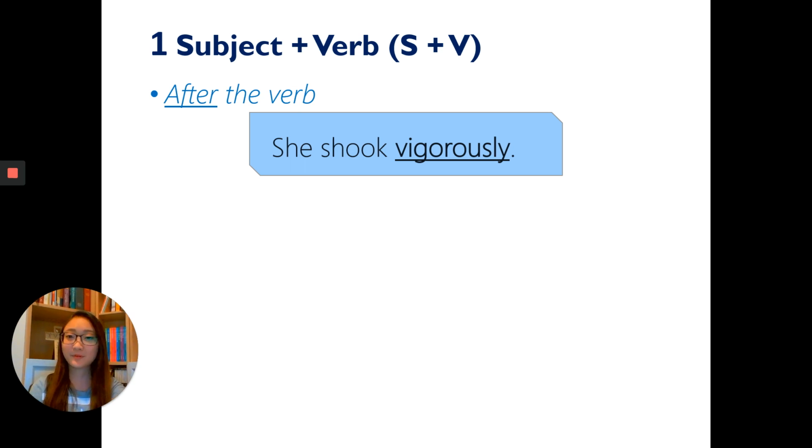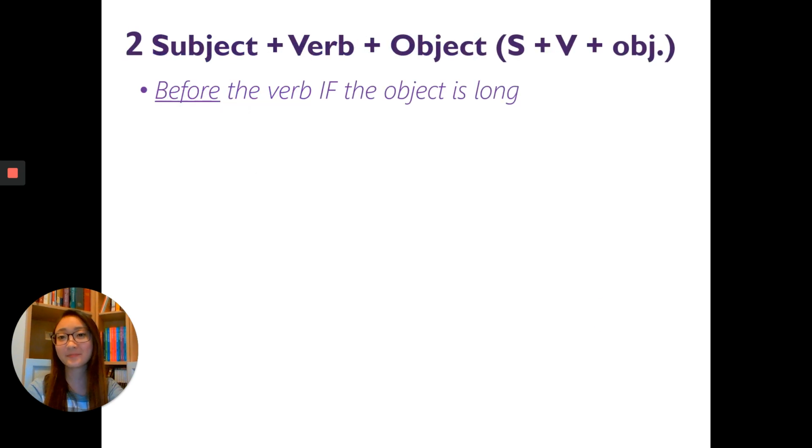Here's an example. We have a subject, the person or thing that is doing the action, and then the verb, the action. We will place the adverb after that, after the action, after the verb. He shook vigorously. See, the adverb is going after the verb. Subject, verb, adverb. It can go like this.